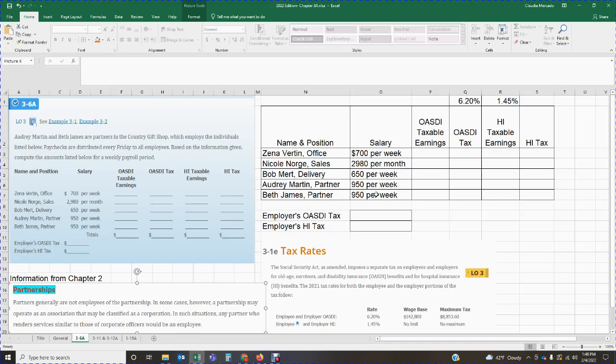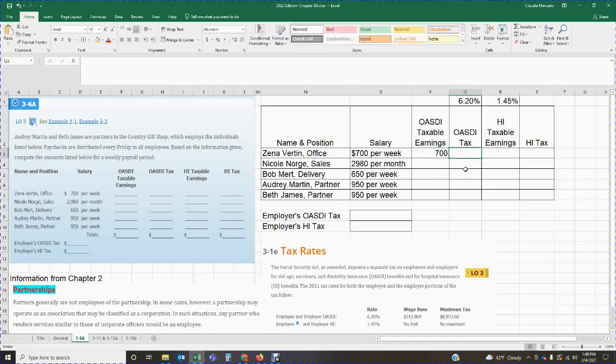So let's start with Sina. Sina makes $700 per week. OASDI taxable earnings is how much money is going to be used to be able to calculate our OASDI tax. In this case, we do not know how much the employees made, so we're going to assume that the employees made less than the cap. So my OASDI taxable earnings will be my $700.